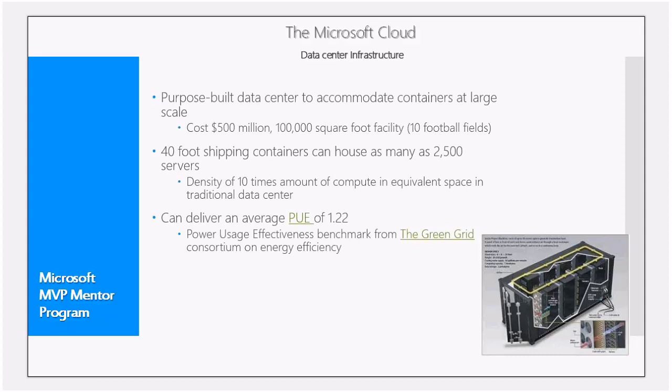But anyways, so what is the Microsoft Cloud? Well, there are data centers in the form of 40-foot shipping containers, and they can house as many as 2,500 servers. The density is 10 times more than a computer equivalent space in a traditional data center. That's a lot. They usually can deliver an average of 1.22 PUE, and PUE stands for Power Usage Effectiveness, a benchmark from the Green Grid Consortium on Energy Efficiency.